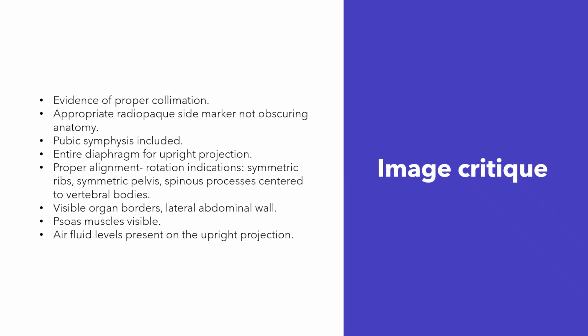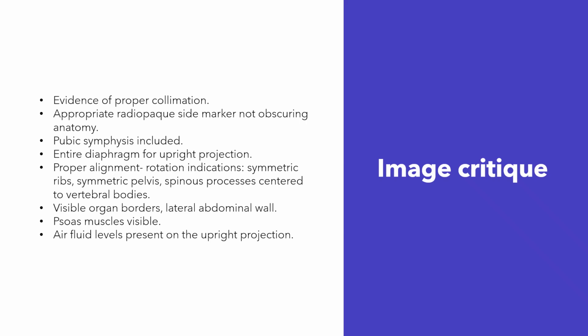Visible organ borders and lateral abdominal wall, which I did not show you. If we can see it on the upright, which is coming up in the next slide, I'll point that out to you. Psoas muscles visible. Okay. Organ borders and psoas muscle outlines start disappearing with hypersthenic habitus. So the larger your patient is, the less of the soft tissue detail you are able to visualize.